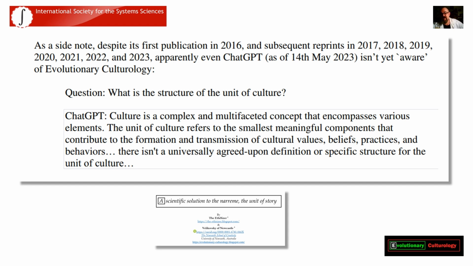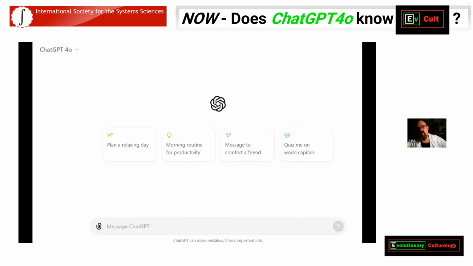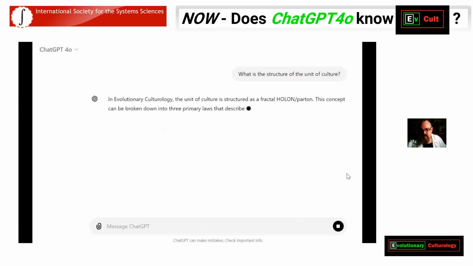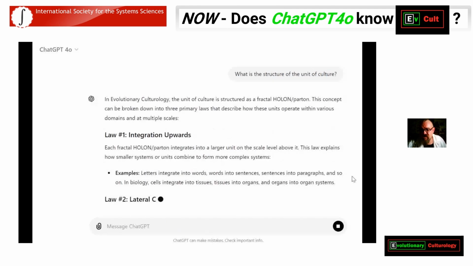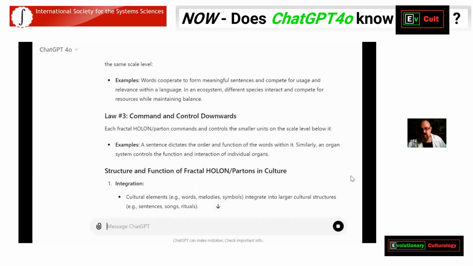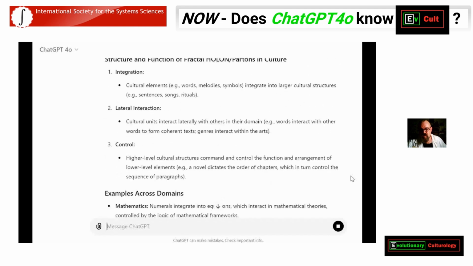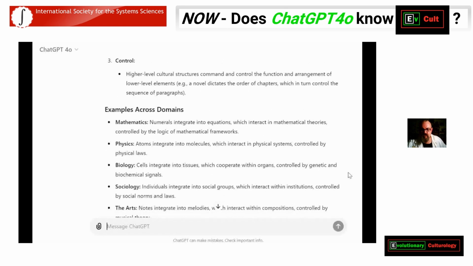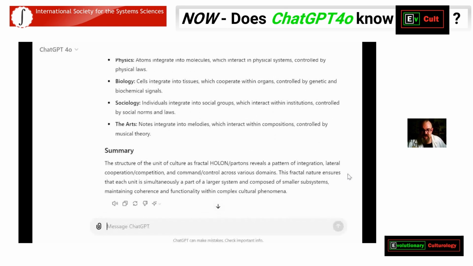Anyway, but now, next, does ChatGPT 4 Omni know EvCult? This one does. Let's see. So if we put in as a prompt, what is the structure of the unit of culture? Put that in as a prompt. Press go. It says, in EvCult, the unit of culture is structured as a fractal whole and parton. Then you've got your 3 laws there. So now it does. So a lot can change in a year with AI. There's some examples. There's a summary.